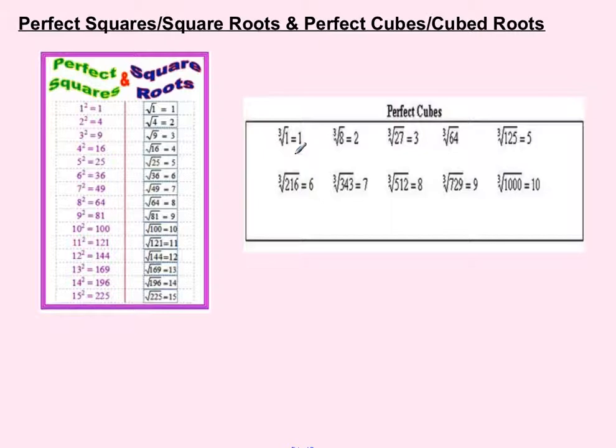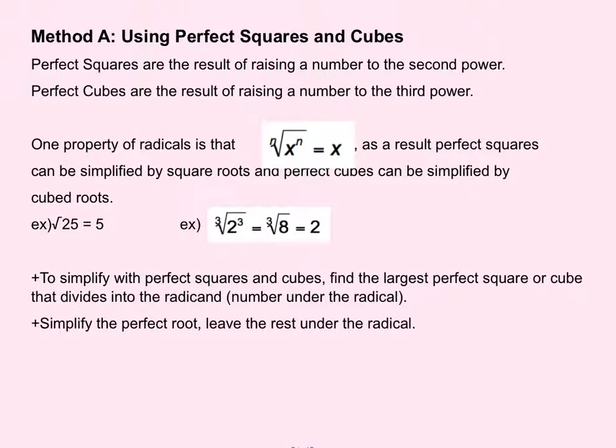I can do the same thing with cubes. 1 cubed is 1, so the cube root of 1 is 1. 2 cubed is 8, so the cube root of 8 is 2. 3 cubed is 27, etc. This one would equal 4, it's 4 cubed. This one's 5 because 125 is 5 cubed, etc., all the way through. Okay, so I hope that makes sense, at least where these numbers are coming from. And I'll leave this here as a reference for you as we're moving forward.